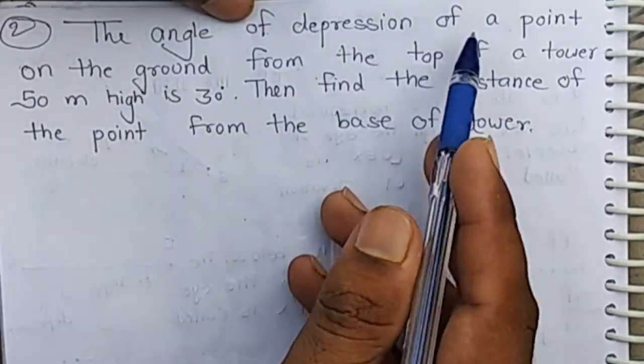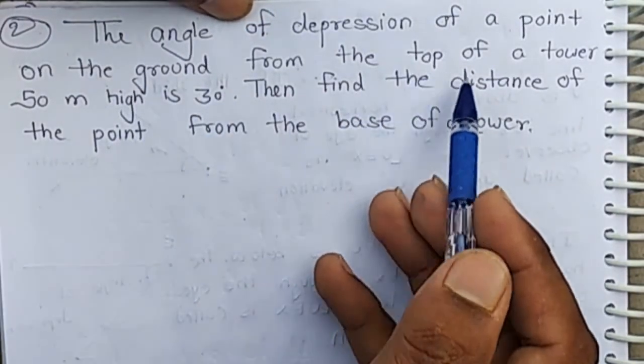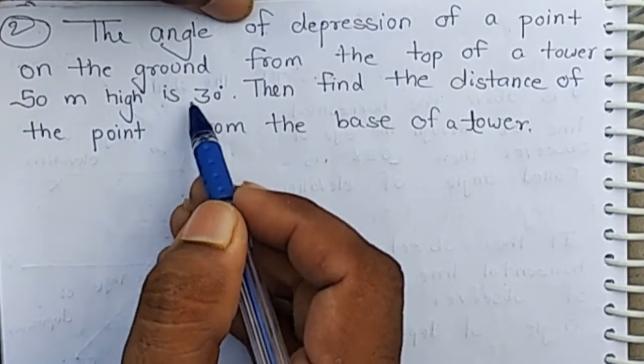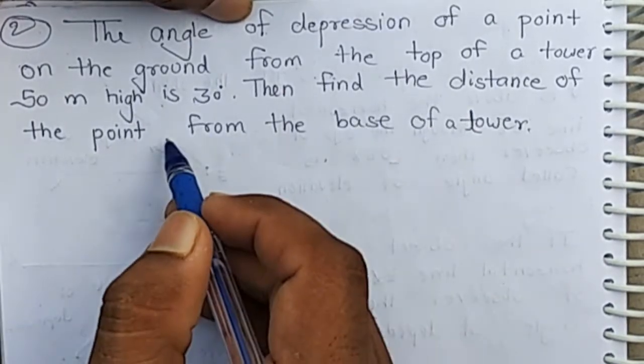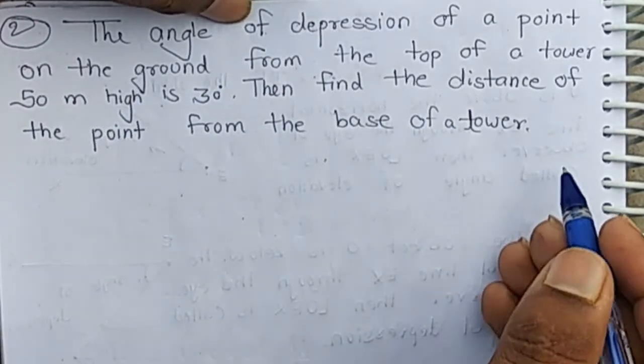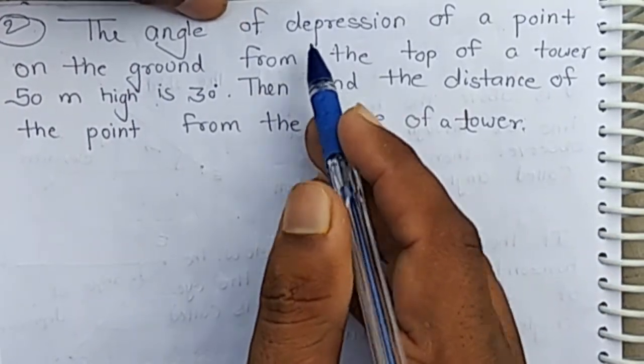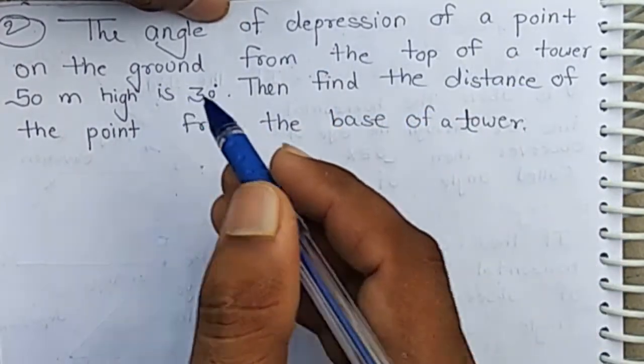The angle of depression of a point on the ground from the top of a tower 50 meter high is 30 degrees. Find the distance of the point from the base of the tower. The angle of depression of a point on the ground.